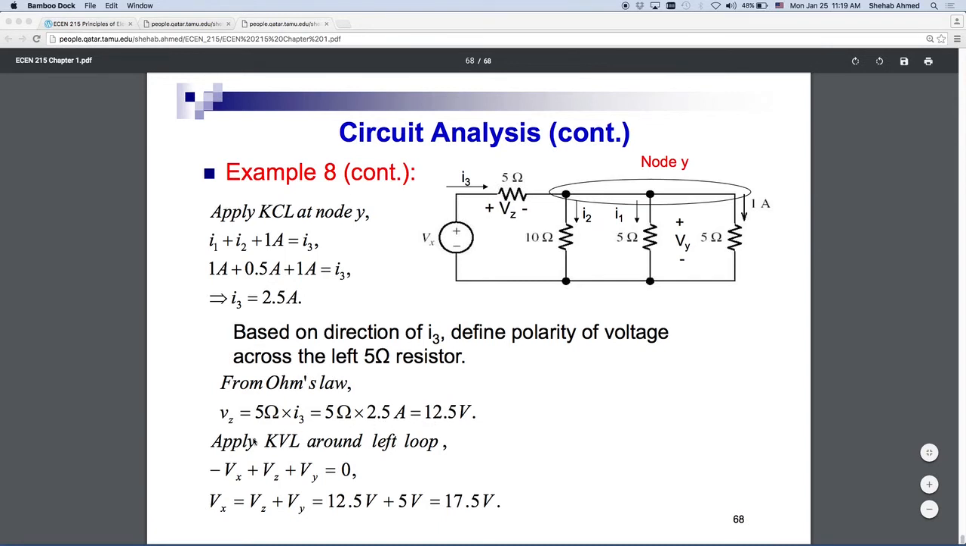Then I can apply Kirchhoff's voltage law around the loop. Starting from this node, I go around the loop: minus Vx plus Vz, which is this voltage, plus Vy, which is the voltage across the parallel branches, is equal to 0. And we solve for our source voltage Vx.